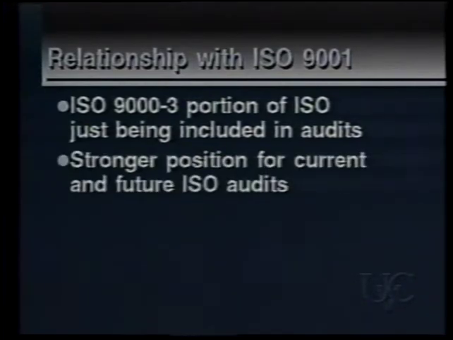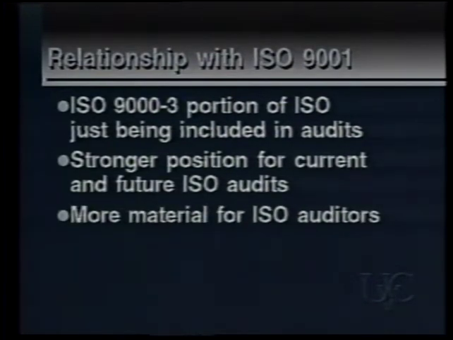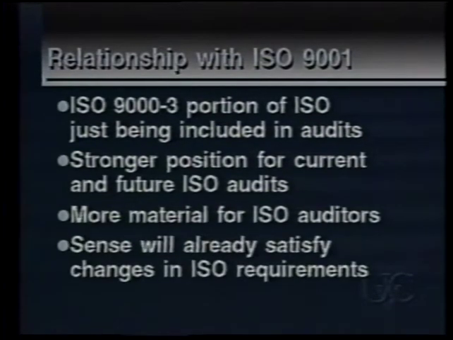ISO certification for software, ISO 9000-3, which is still part of the ISO 9001 overall quality certification, is just now being used in ISO audits. What we found as we talked with Schlumberger organizations that have been through the ISO audits is that they feel that having gone through the improvement process and using the SEI technique, they're in a stronger position than ever before for the ISO audits. They have more material for the ISO auditors and feel that even with future changes in ISO requirements, they'll be ready to satisfy those changes.